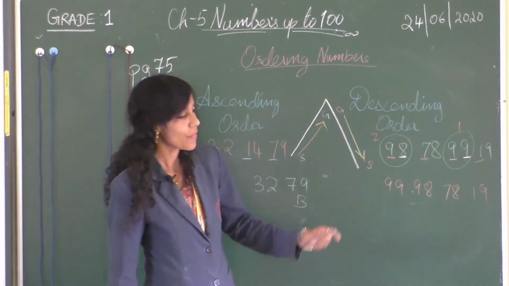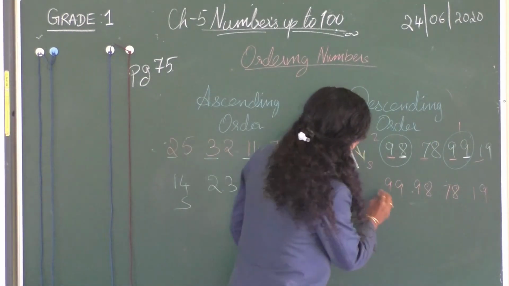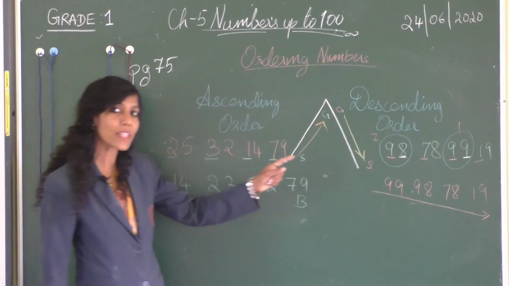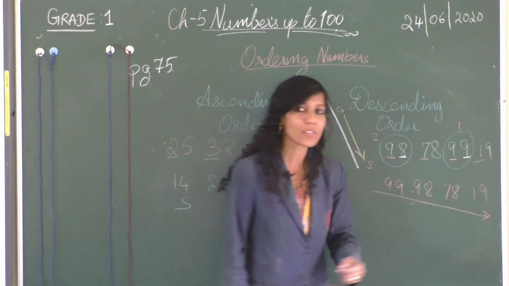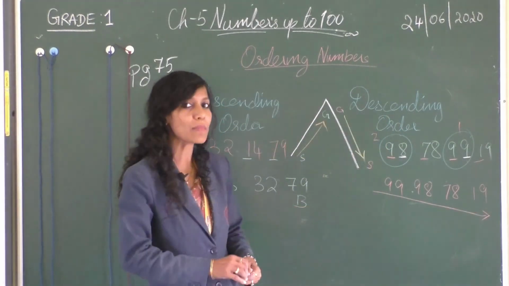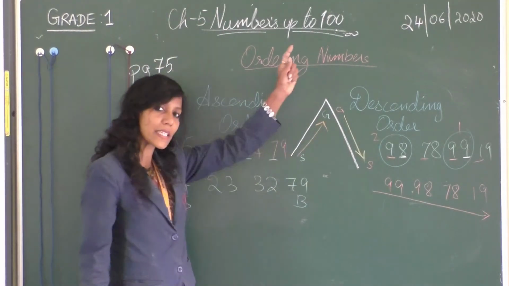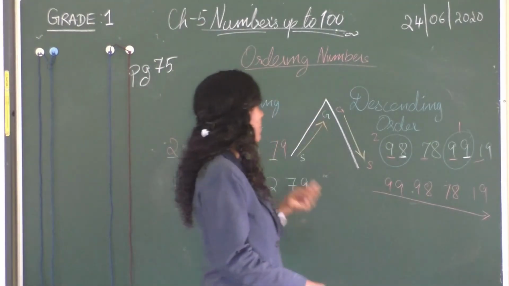There you go. From big you have traveled all the way down. From 99 you have reached till 19. So this is descending order, from top coming down. From the greatest number coming to the smallest number.